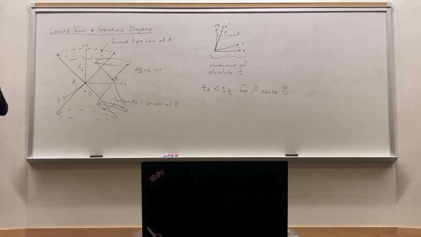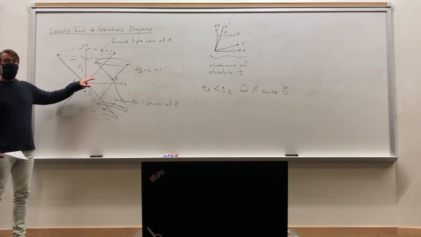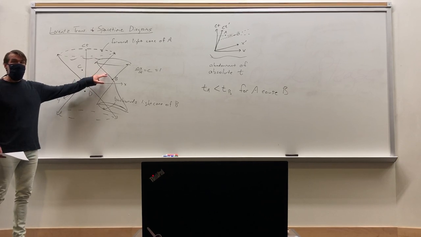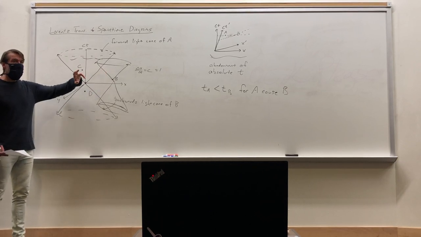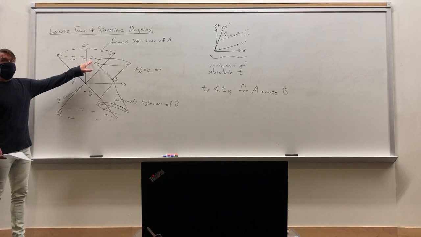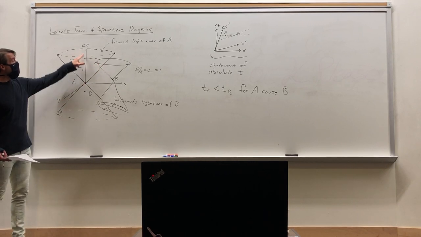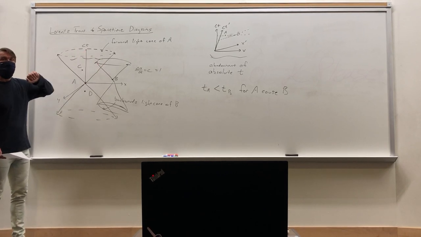Okay? So for something from A to get outside of its light cone, it has to travel faster than the speed of light. But for something to get from A to inside of its light cone, it just has to travel at most the speed of light. It could also travel at rest. Okay?